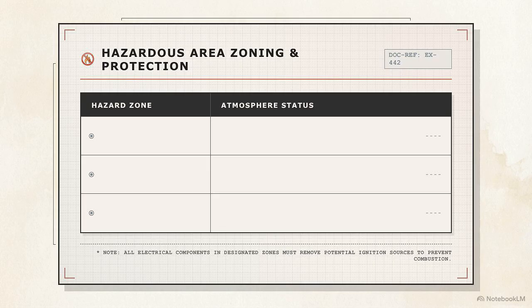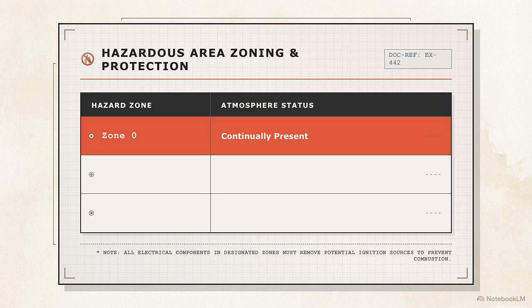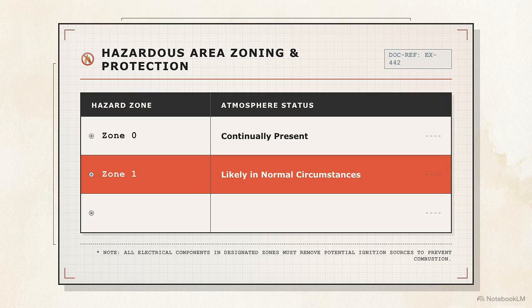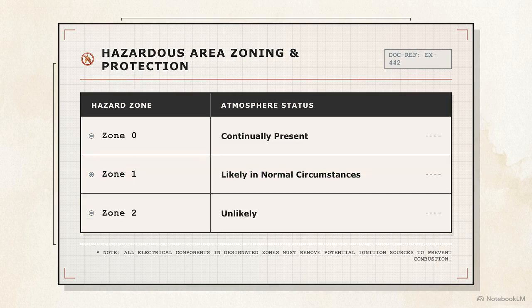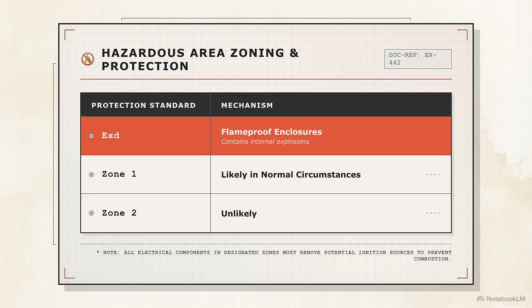This data table maps the 3 hazard zones against specific electrical protection standards. Zone 0 is an area where an explosive mixture is continually present. Zone 1 is where a mixture is likely to occur under normal circumstances, and Zone 2 is where it is unlikely. Different zones require different protection.